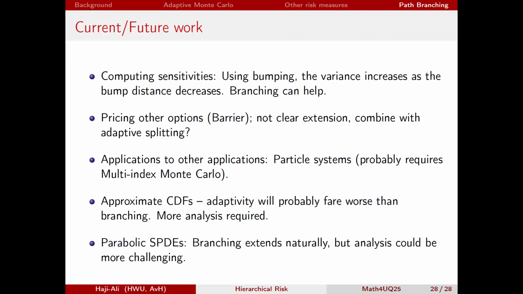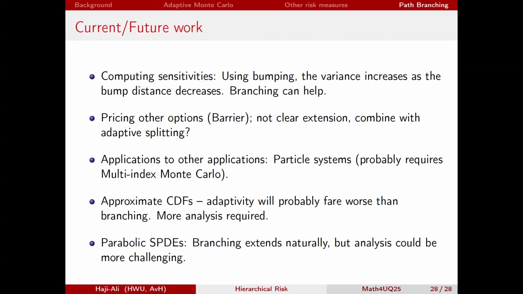So where to go from here? Well, rather than just look at the risk assessment in the sense of computing probabilities, we can think about computing sensitivities using bumping, for example. Branching, I suspect, will be very helpful there. And actually, I have a PhD student working on this now. We can look at pricing other options like a barrier option, where not only do we have a discontinuity at the final time, but we also have discontinuity throughout the path.